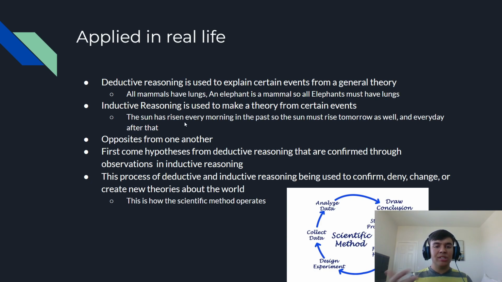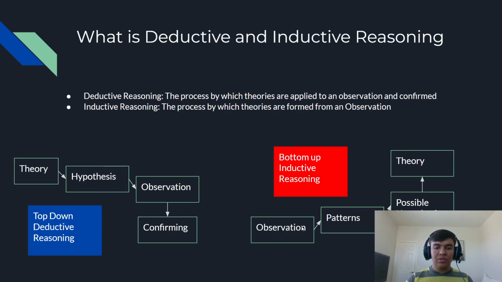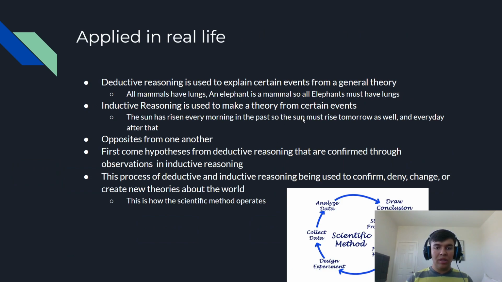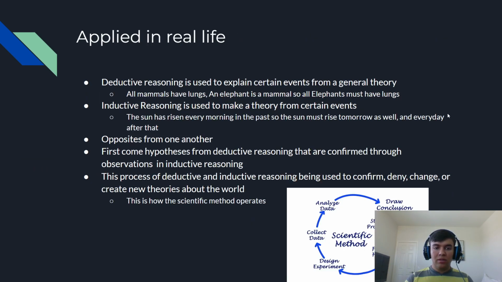While inductive reasoning is used to make a theory from certain events. The sun has risen every morning in the past. Those are observations and patterns. So then you form a hypothesis that the sun must rise tomorrow as well, and then form the theory that every day after that it must also rise.